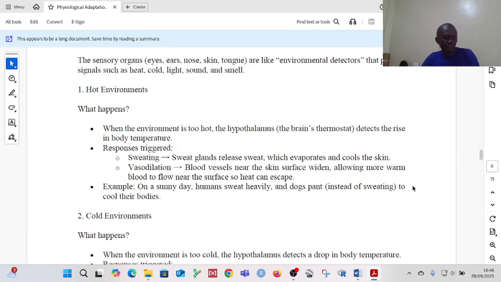Let's think of a hot environment. What happens in a hot environment? When the environment is too hot, the hypothalamus will detect the rise in temperature. The hypothalamus, what other people refer to as the brain's thermostat, is what will detect that it is actually hot. Then it has to trigger some responses. One is sweating, and the other one is vasodilation.